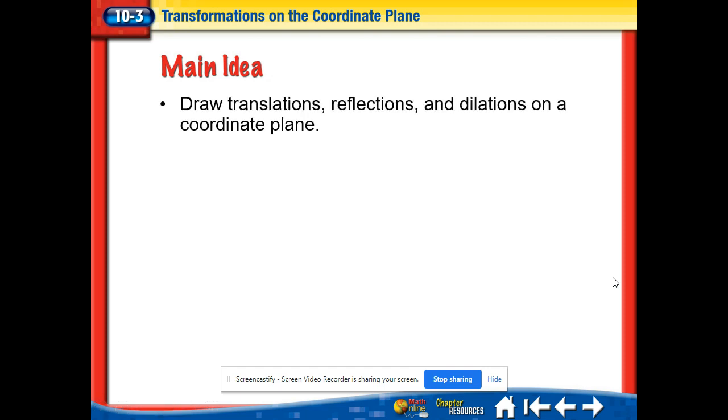Hi, students. Today we're going to talk about transformations. Now there are different types of transformations. There's translations, reflections, and dilations. And of course we're doing that on the coordinate plane.